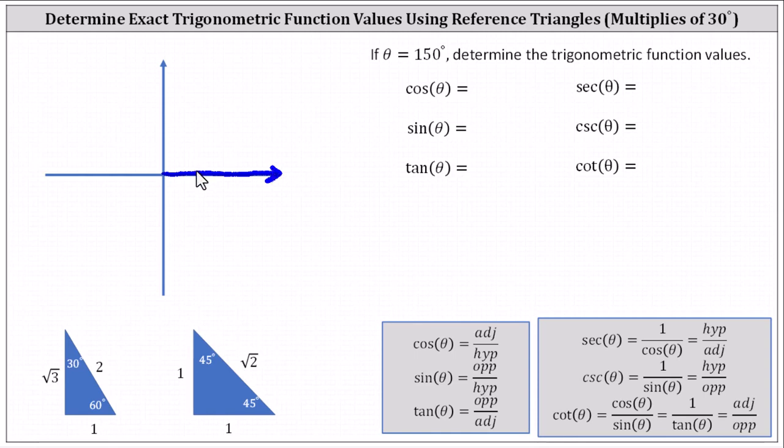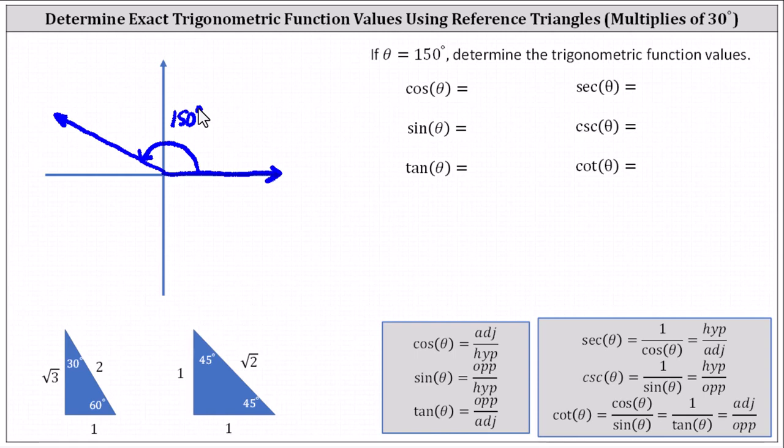Rotating to the positive y-axis, we have 90 degrees. We need to rotate 60 degrees more to find the terminal side of 150 degrees. This would be the terminal side for 150 degrees. Now we'll label the reference angle and sketch the reference triangle.